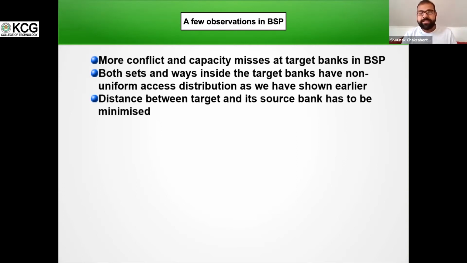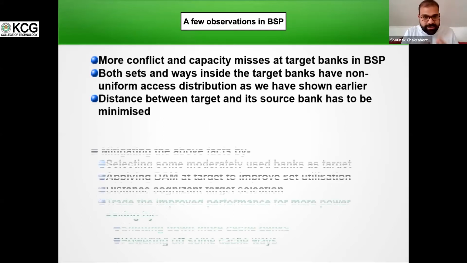More conflict and capacity misses we have encountered at the target banks in our last policy, and the sets and ways inside the target banks have a non-uniform access distribution, for which we are very enthusiastic to apply DAM, to make the access distribution uniform so that we can get more performance benefit. And obviously the target should be chosen with its minimum distance from the source or the victim.